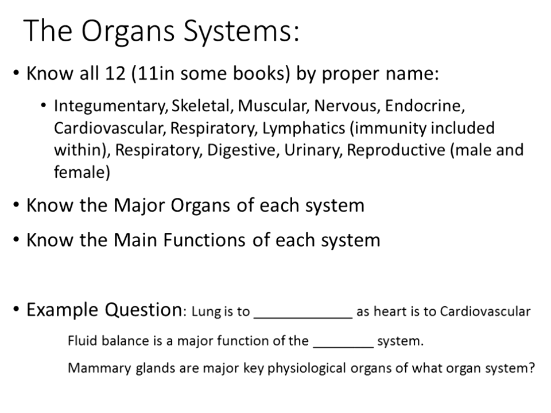The organ systems, I do expect you to know all 12 by proper name. So integumentary, skeletal, muscular, nervous, and endocrine are the organ systems we are going to cover in AMP1. And we are going to go into more depth following this first test. All right? But I expect you for test 1 and lab 1 to be able to name, by name, all of the organ systems. And proper names.